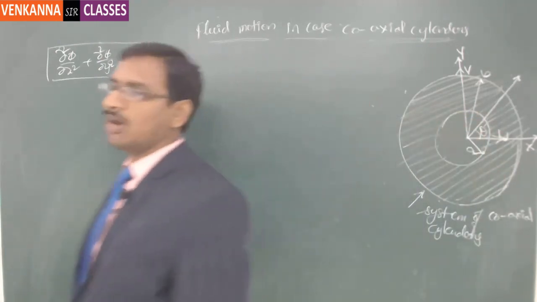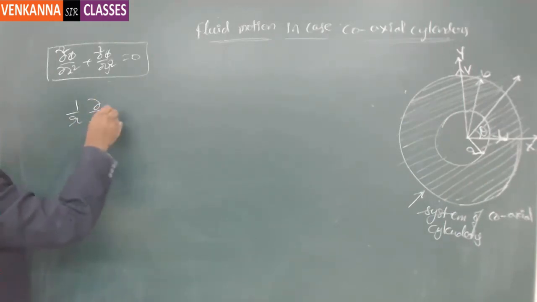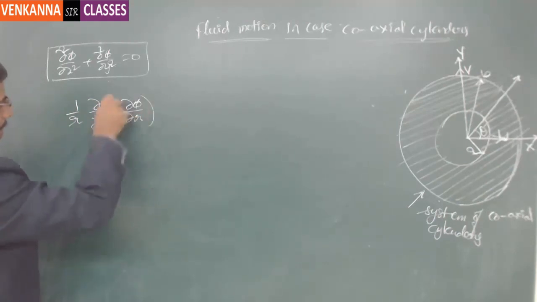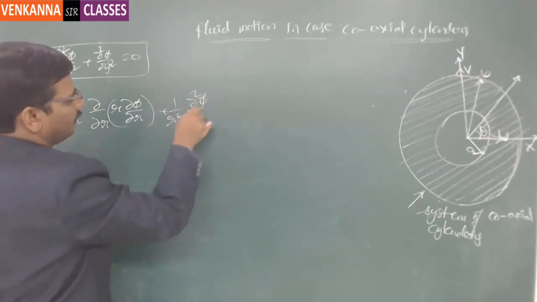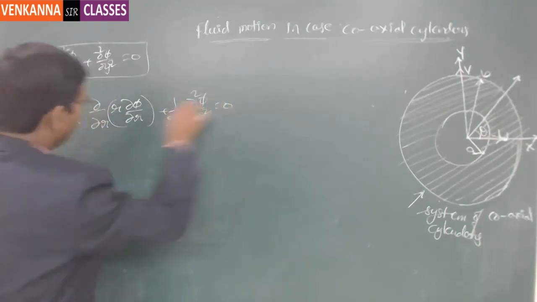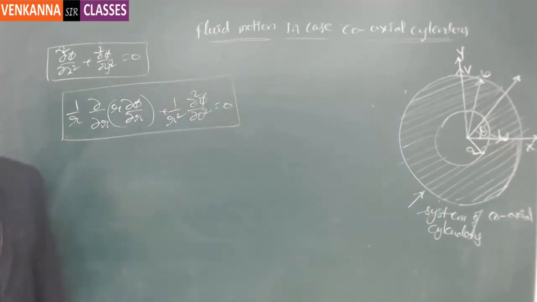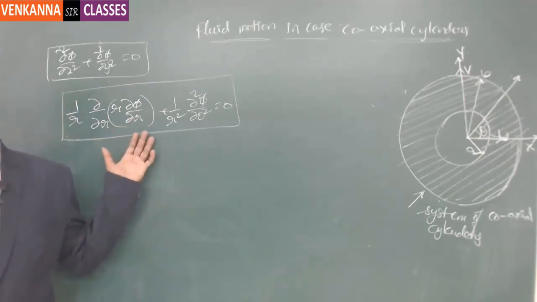So in case of polar coordinates, the Laplace equation will be 1 by r times dou by dou r of (r into dou phi by dou r) plus 1 by r square times dou square phi by dou theta square equal to 0. So this is the Laplace equation in polar coordinates. Got it? You can note this down and remember this.